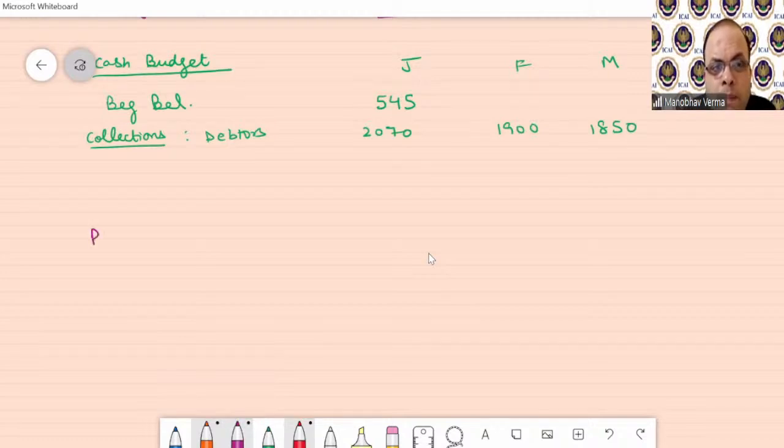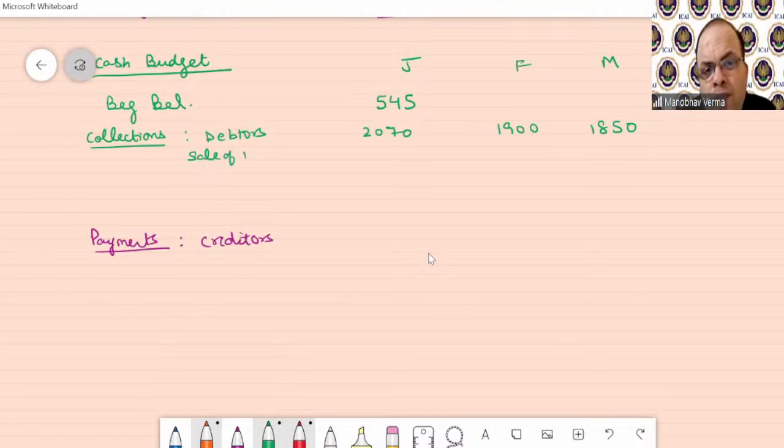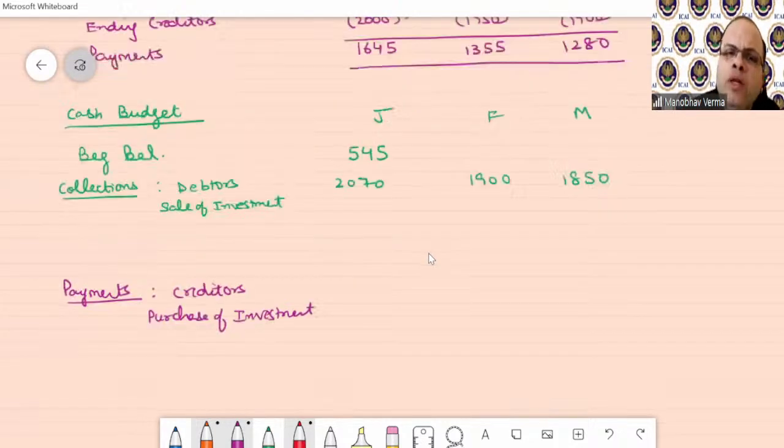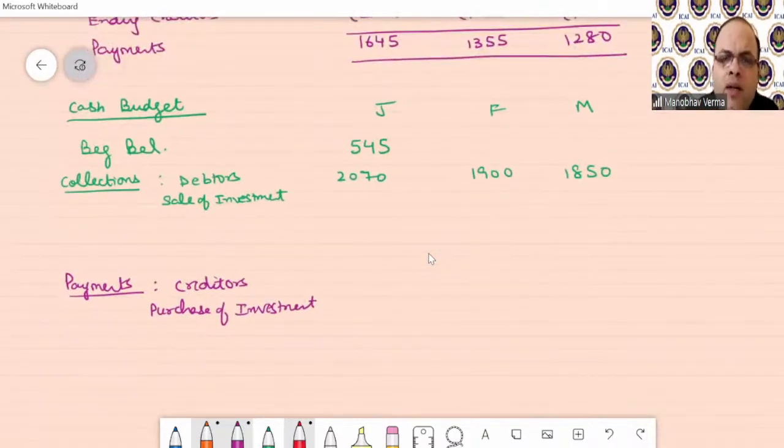So let's talk about payments somewhere here. And we will have the creditors payments noted down shortly. But what I'm liking to see here is there could be a possibility that there is a sale of investment, and there could be a possibility of a purchase of investment as well, because I'm looking at an investment account itself. So what were the payments to the creditors, guys? We can just quickly get that done also. 1645, 1355 and 1280.